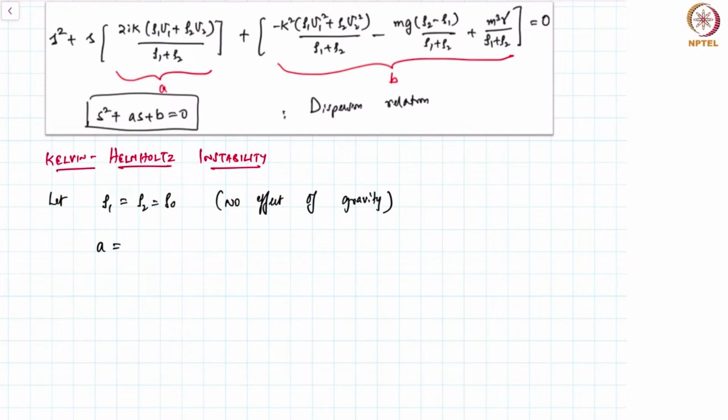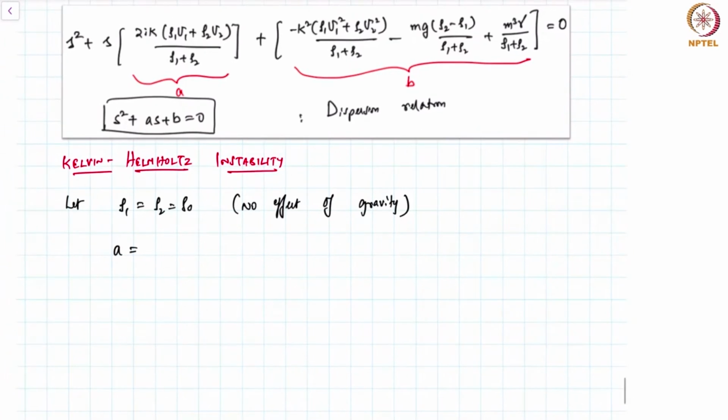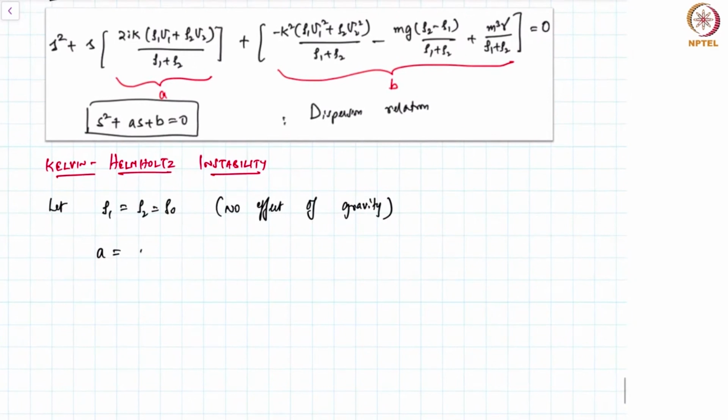The first thing that happens is, if I write down the expression for A, I simply have ik times U1 plus U2. That's the expression for A, because here rho 1 and rho 2 become rho naught. So rho naught comes out of the bracket in the first term, the denominator becomes 2 rho naught, and the 2 cancels out and the rho naught also cancels out. What about B?